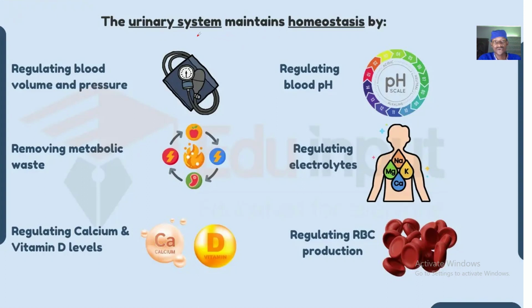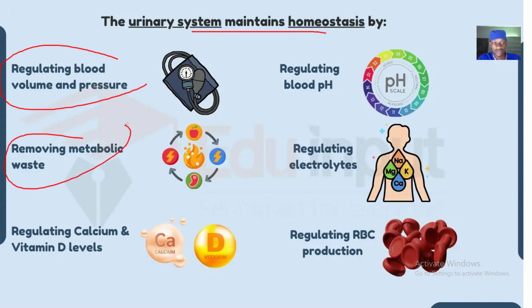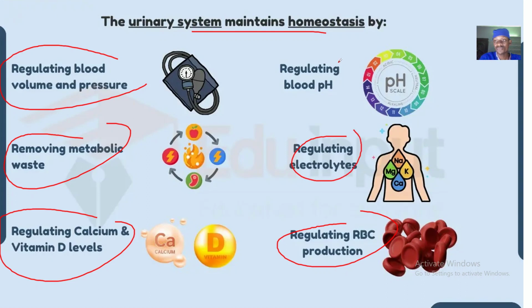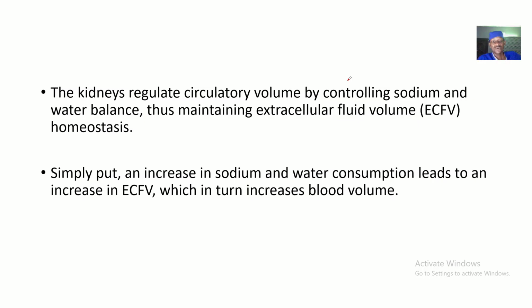The urinary system maintains homeostasis by several things: regulating blood pressure and volume, removing metabolic waste, regulating calcium, regulating red blood cell production, regulating electrolytes, regulating pH, and so on. We'll get to talk about it better.